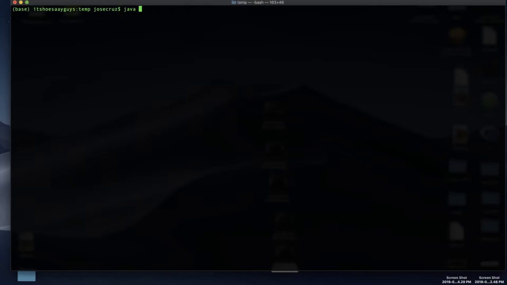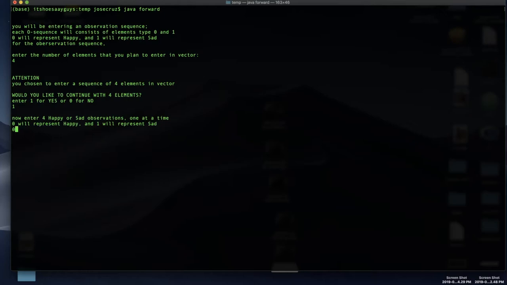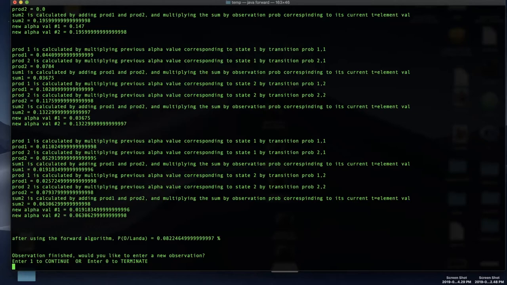It says enter the number of elements that you plan to enter in the vector. Number 4: happy, happy, sad, sad. So, would you like to enter 4? Yes. Now enter 4, happy or sad. 0 for happy, 0 happy. 1 sad, 1 sad. Boom.